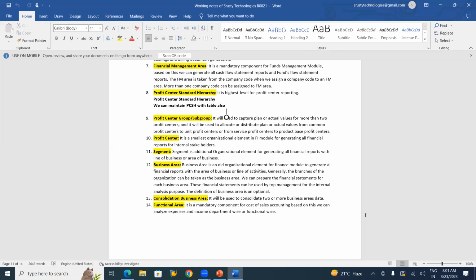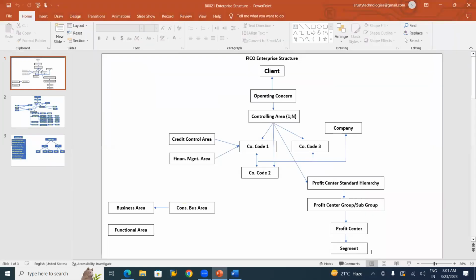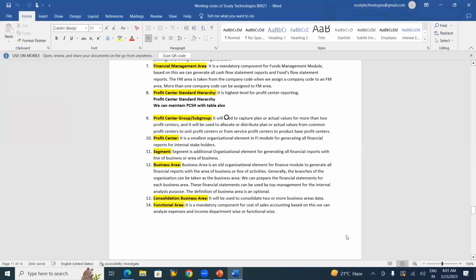As I said, it is the smallest, last step in the standard hierarchy, and it should end with a profit center. Any profit center standard hierarchy should end with a profit center. If we have created a profit center standard hierarchy with groups and subgroups and we have not created a profit center, then it is considered an incomplete node, an incomplete hierarchy. It should end with a profit center. Okay, next one.